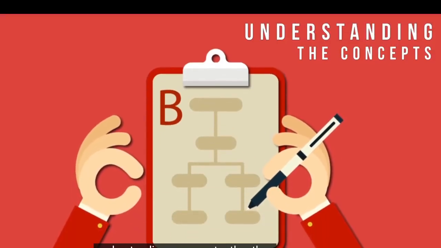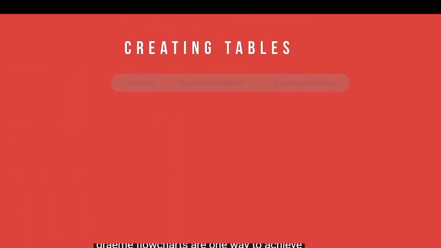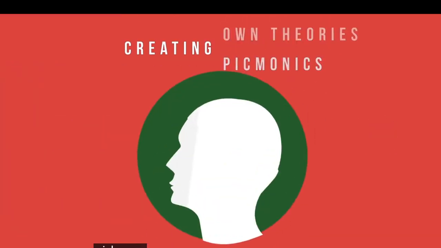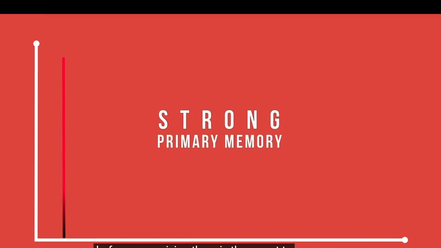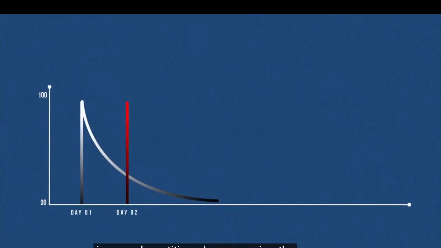It's obvious that the primary memory of the second student is much stronger than the first student. The key to a strong primary memory is understanding the concepts rather than cramming. Flowcharts are one way to achieve this. There are other techniques like creating tables, mind maps, mnemonics, and PicMonics. But my favorite technique is creating my own theories. Understanding the concepts before memorizing them is the secret to a strong primary memory. The second secret to a prolonged memory is spaced repetition. When you review the same chapter on the second day, the gradient of the forgetting curve flattens a bit.